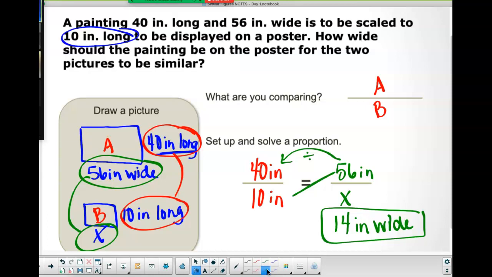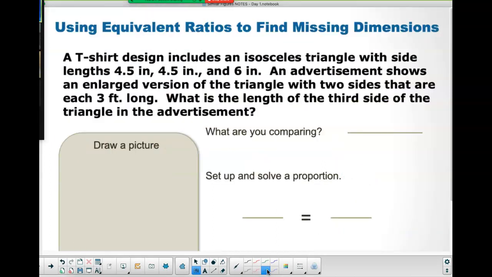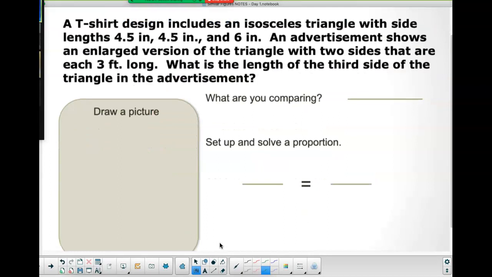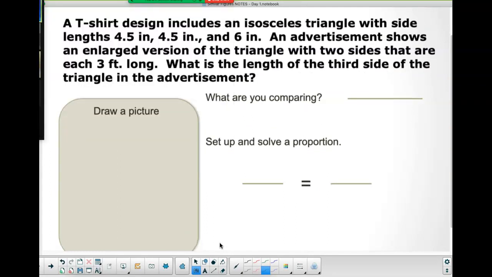Questions there? Okay, let's do one that deals with triangles. Okay, here we have a t-shirt design that includes an isosceles triangle. You guys remember what an isosceles triangle is? No? Anybody at home remember what an isosceles triangle is?